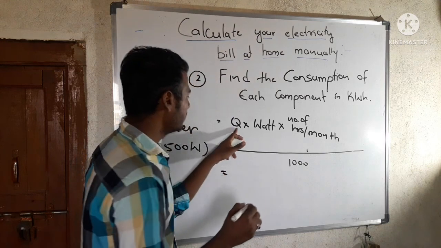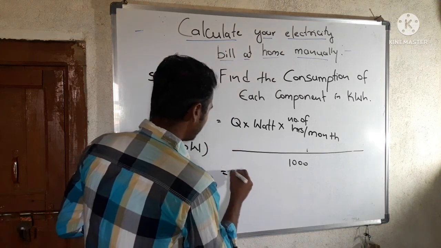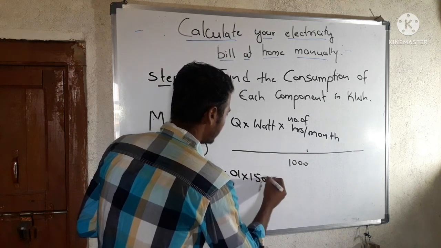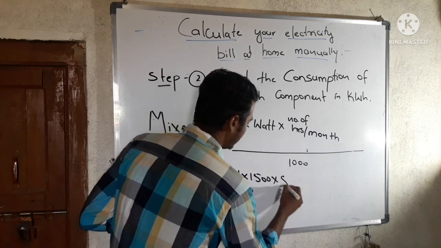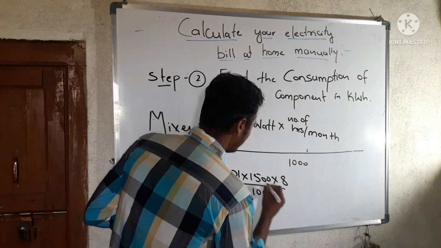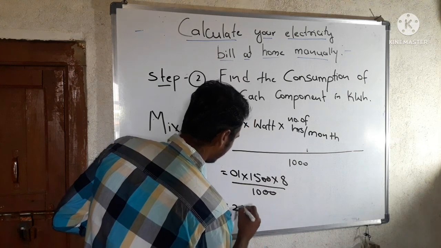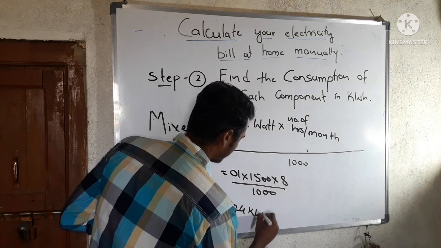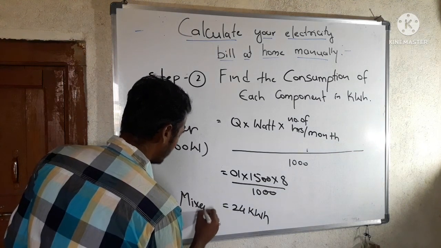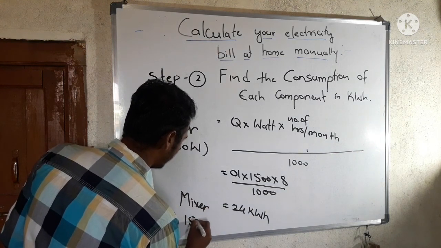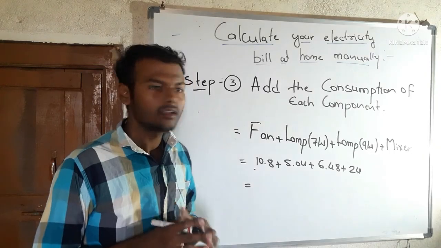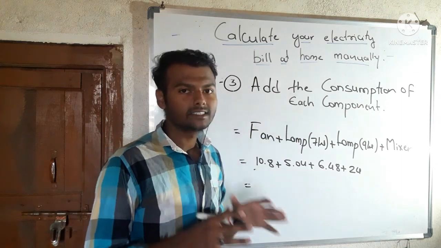So the quantity that we have is 1, the wattage is 1500 into number of hours that we use is 8 for month, whole divided by 1000. If we do it, we get 24 kilowatt hour for mixer of 1500 watt. Now in step 3, we need to add the consumption of each component.